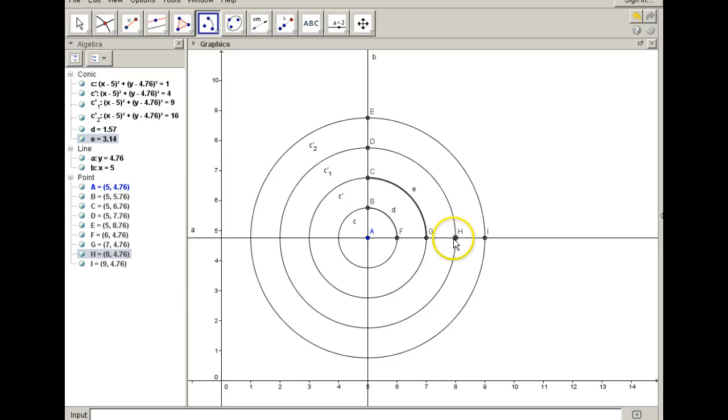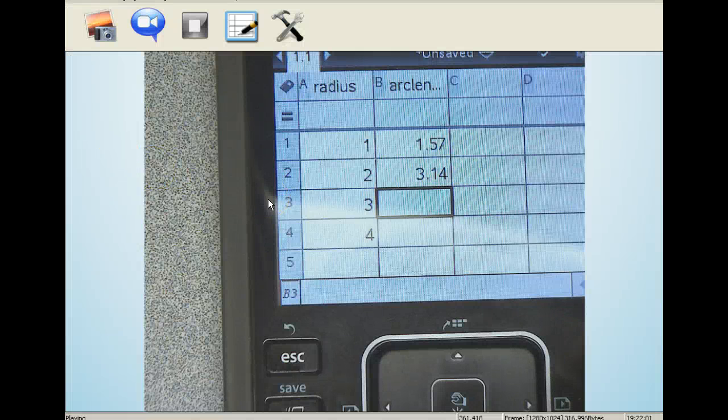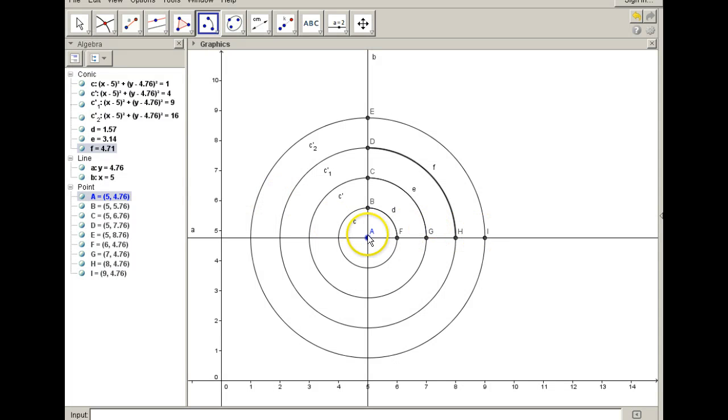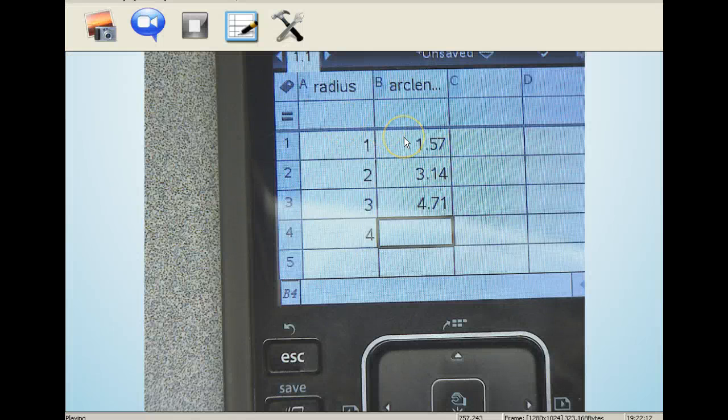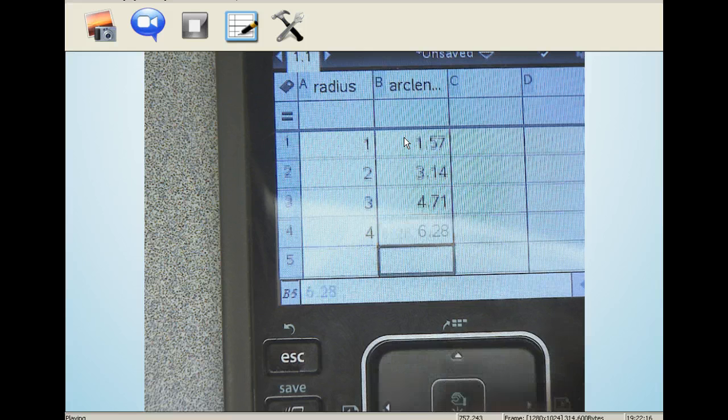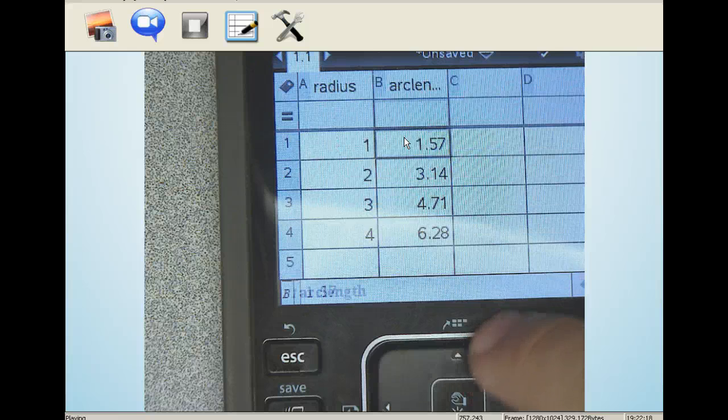Okay. And then we measure this arc length. F is 4.71. And finally, arc G is 6.28. Okay, that's when the radius was 4. Then we have that measurement.